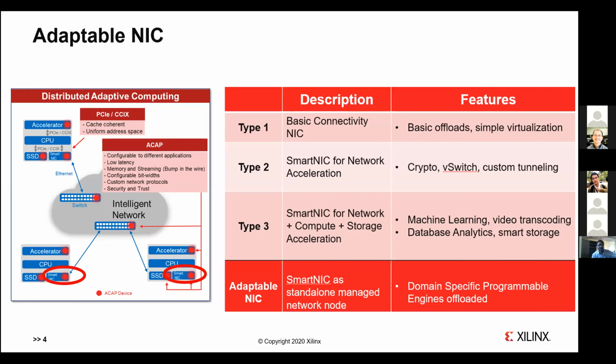And the type 3 NIC we mentioned is the one that adds more functions like machine learning and video transcoding. But there is another concept called an acceleration board. That is a processing model like a look-aside model. But for the smart NIC, which we call type 3, it is the flow-through model.